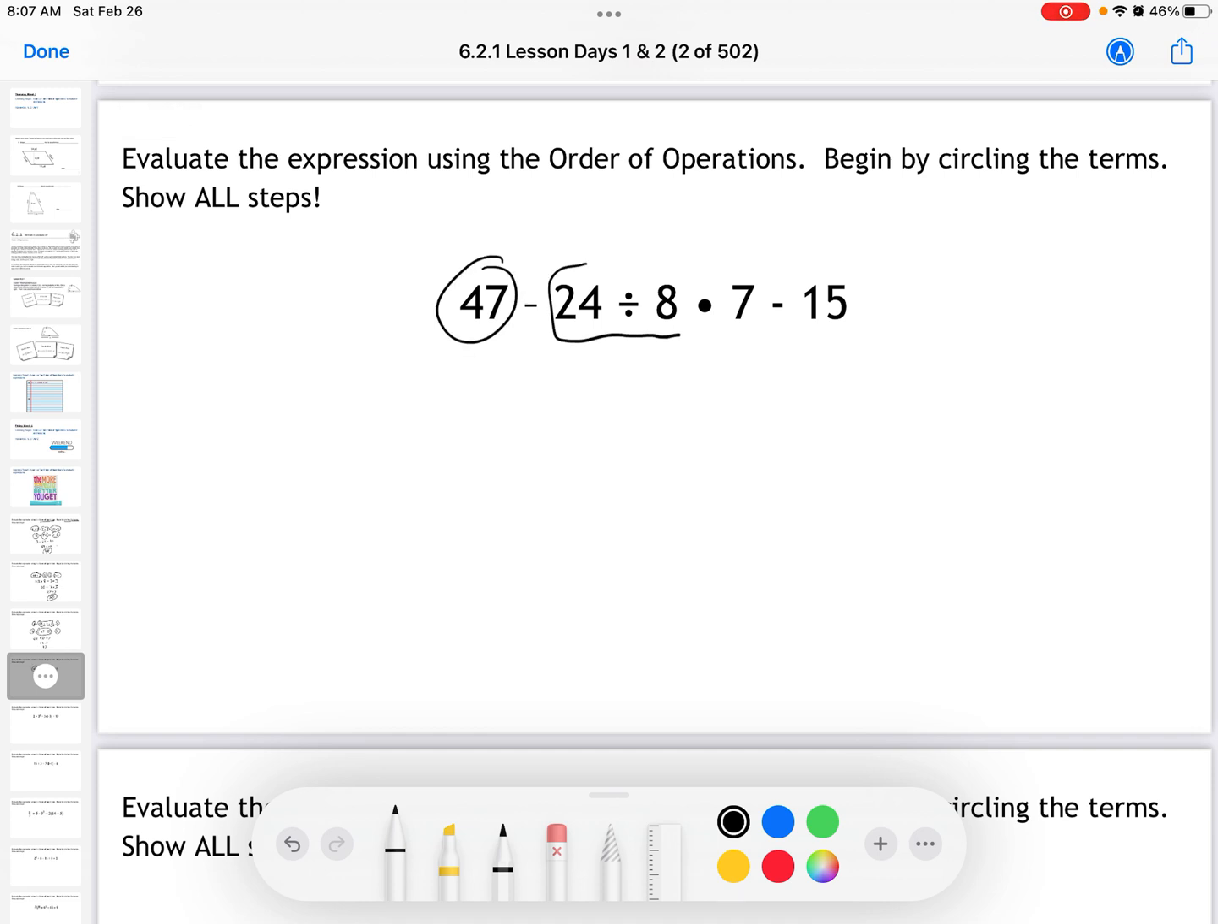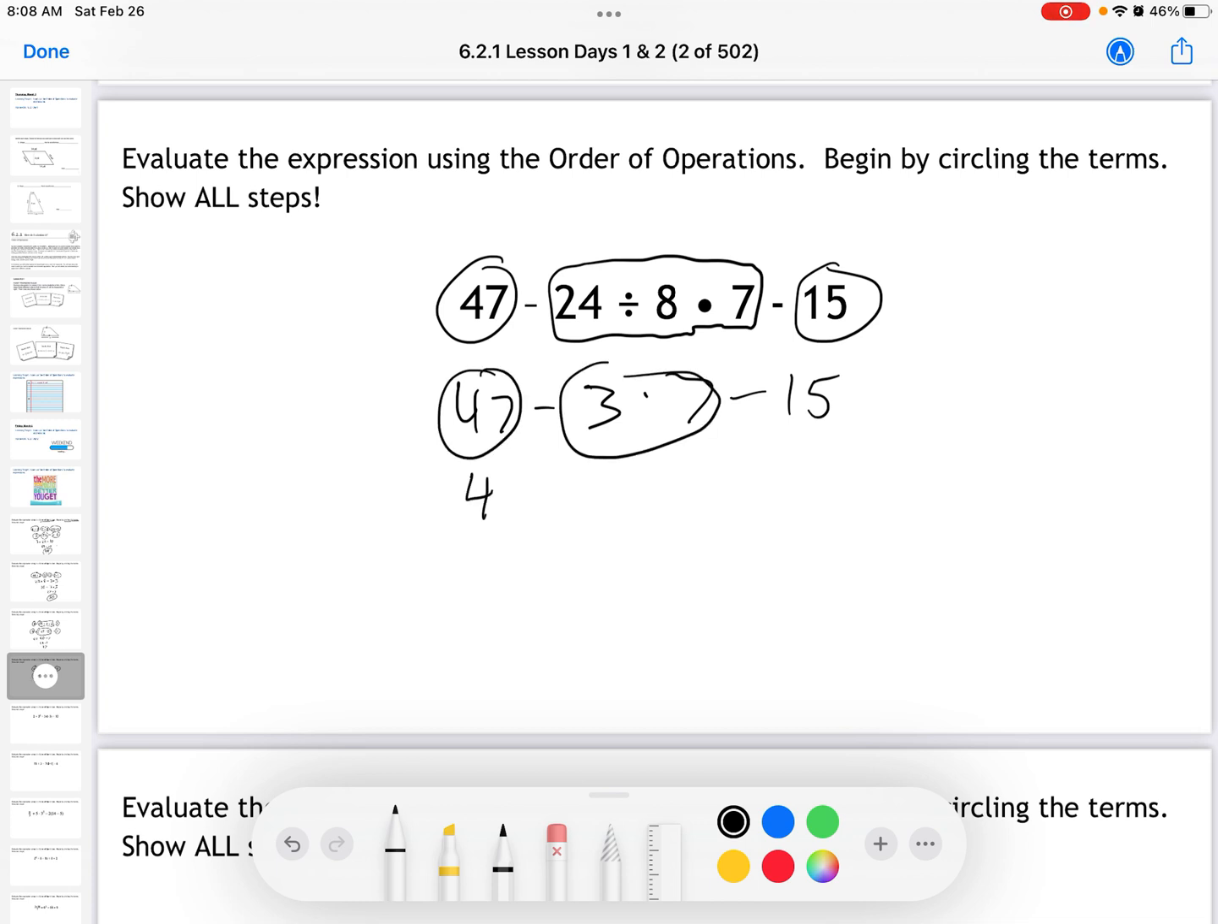47, 24 minus, oops, I almost went too early there. So 47 minus 24 divided by 8 is 3. We work from left to right, times 7 minus 15. 47, oops, circle our terms because we still have some left. 47 minus 21 minus 15. 47 minus 21 is 26 minus 15. 26 minus 15 is 11.